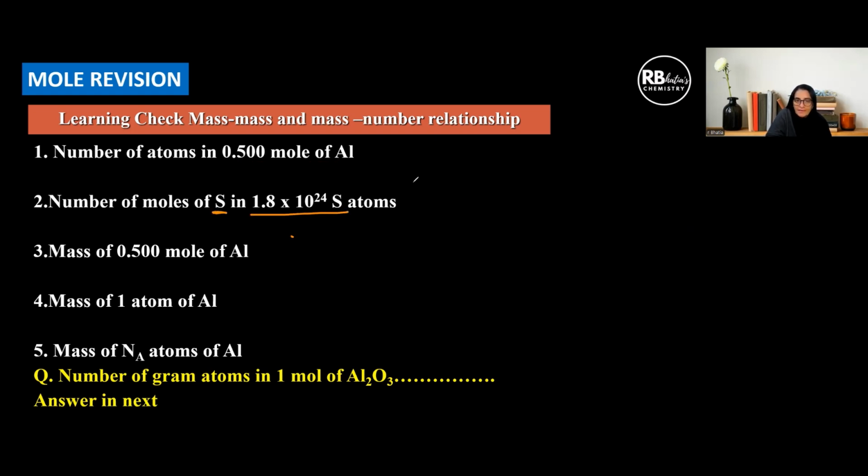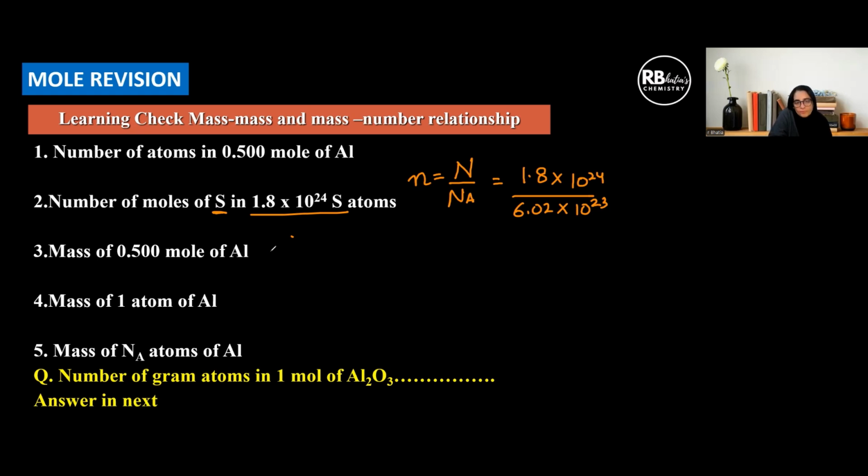So this time again, number of moles is equal to N upon Avogadro number. And this time we have to find out the number of moles. So this is the given number of atoms and you're going to divide it by Avogadro number. So solve it and you get the answer.